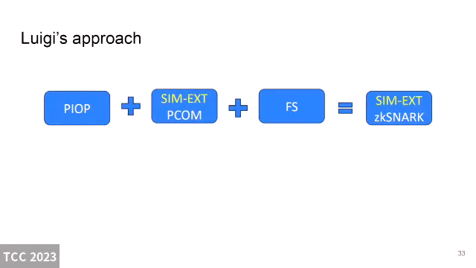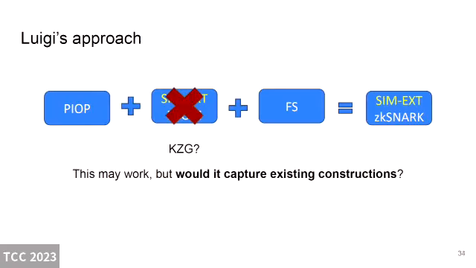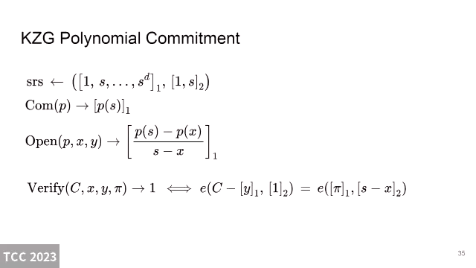So we took this other approach. Let's try to see if we require some stronger property at the polynomial commitment level. Do we then achieve simulation extractable ZK SNARKs? Well, in theory it could be possible, but this would not capture existing constructions, because we know that polynomial commitments like KZG cannot be simulation extractable because they are malleable.